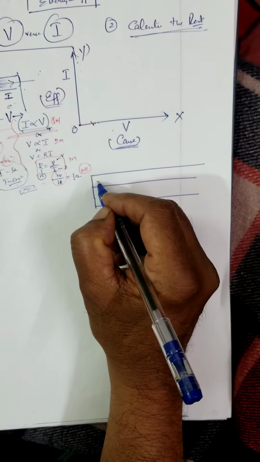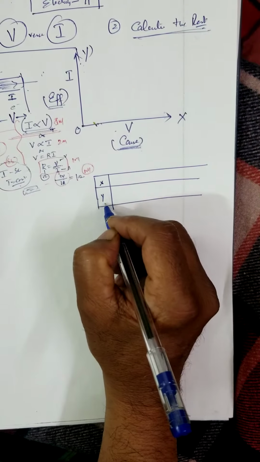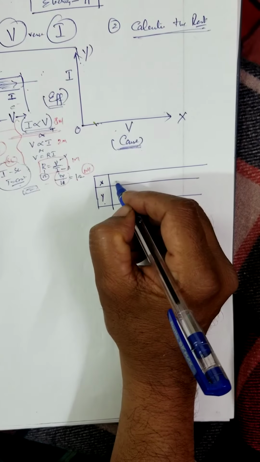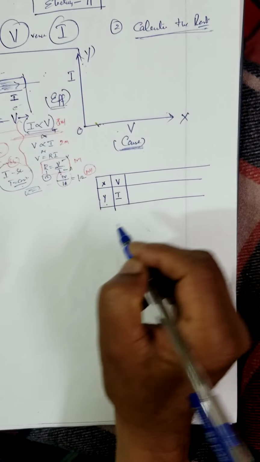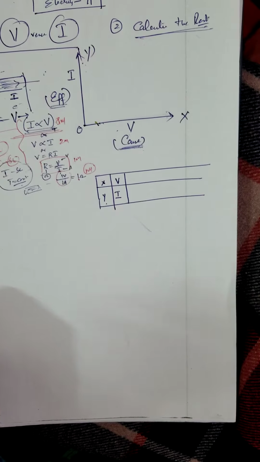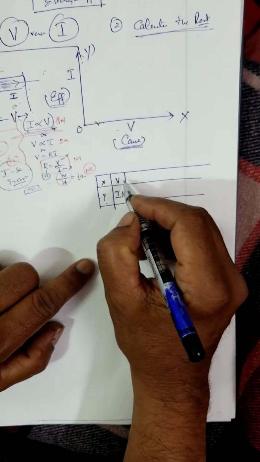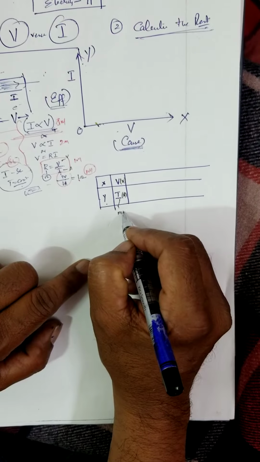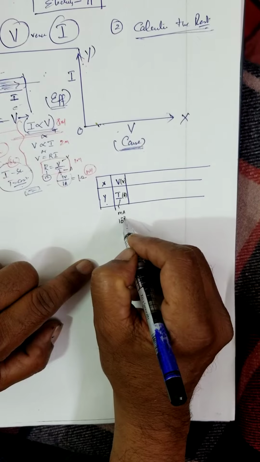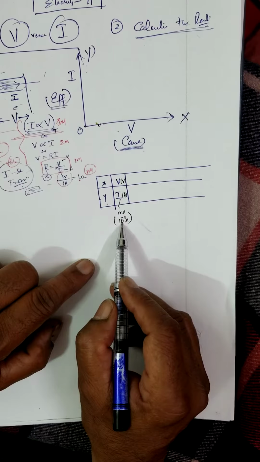Normally, x-axis and y-axis: first x has to be at the top, y at the bottom. In place of the x-axis, what is written? Voltage. In place of the y-axis, current is given. What is the unit of the voltage? Volt. What is the unit of the current? Ampere. The ampere may be milliampere. When I say milliampere, it is 10 to the power of minus 3 ampere. You have to remember this.